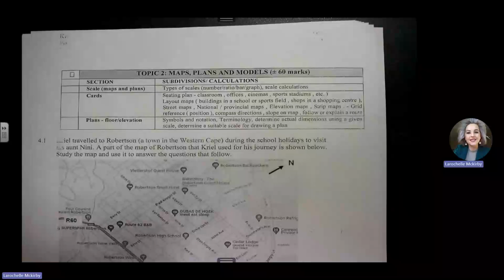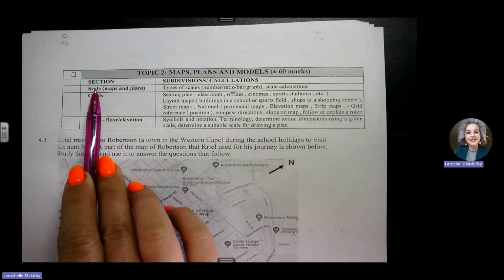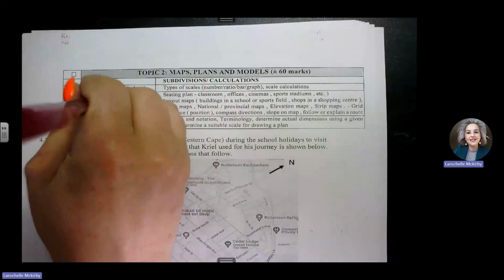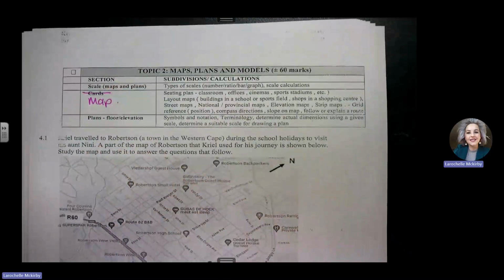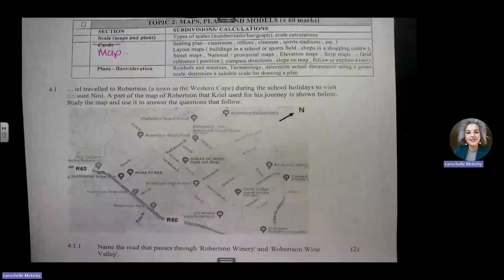Topic 2, maps, plans, and models. We are working with scales here. We are working with some maps here, just like this, maps. And we are working with some floor plans here. Right. So let's have a look.